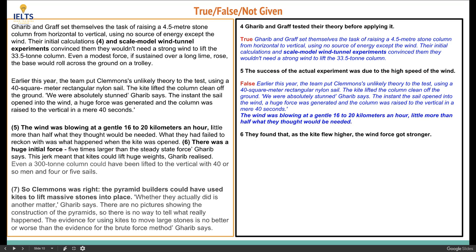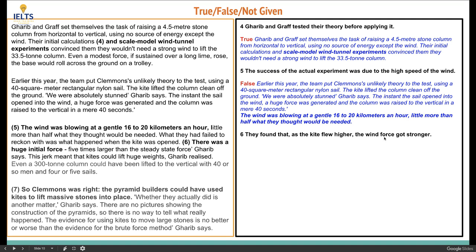Question 6. As the kite flew higher, the wind force got stronger. Well, here's the trick. There was a huge initial force. That is the first force as soon as they opened the kite. What happened as the kite flew higher? Can you find anything which tells us what happened as the kite flew higher? No, there is no information.